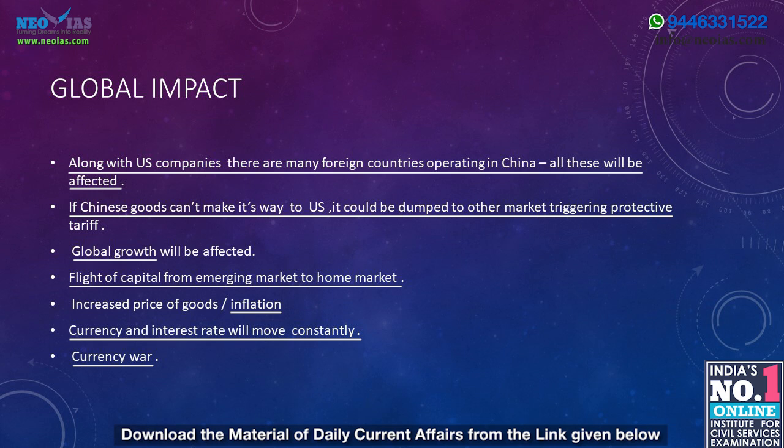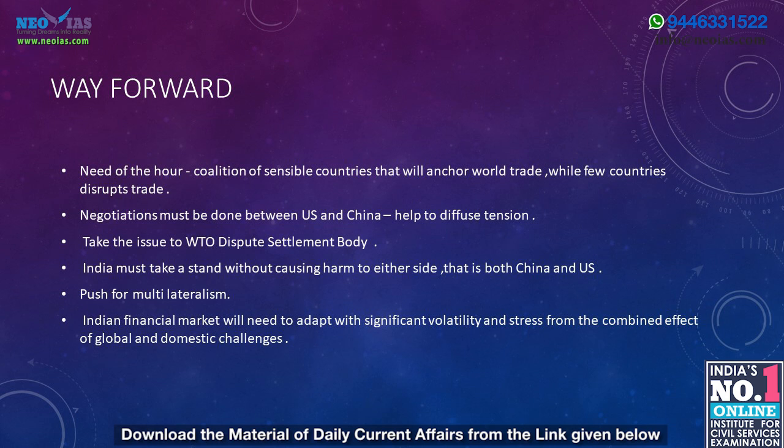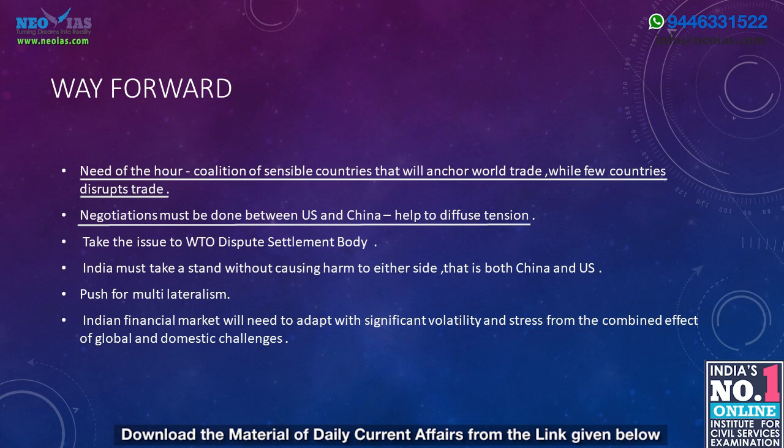And now let us move on to the way forward. What is the need of the hour is a coalition of sensible countries that will take world trade forward while a few countries are disrupting the trade. And negotiation must be done between US and China to help diffuse the tension between them. And they can take the problem to the WTO dispute settlement body, thus placing global trade back on track.